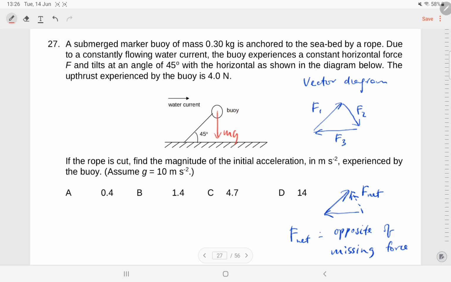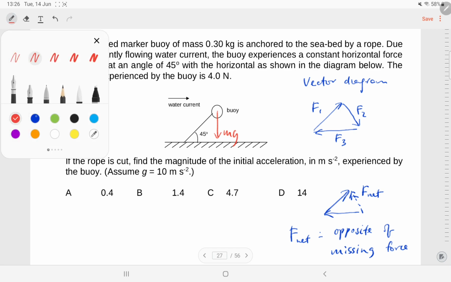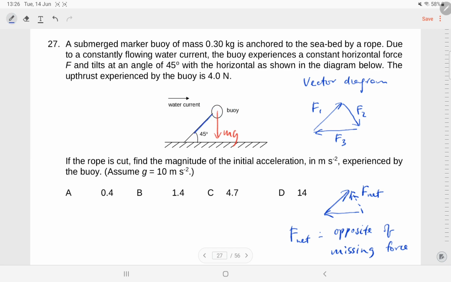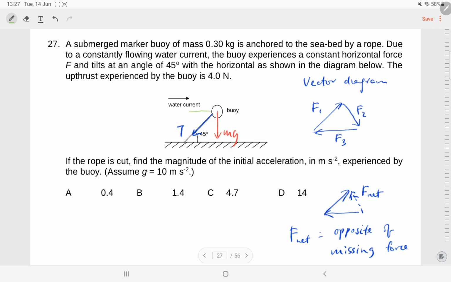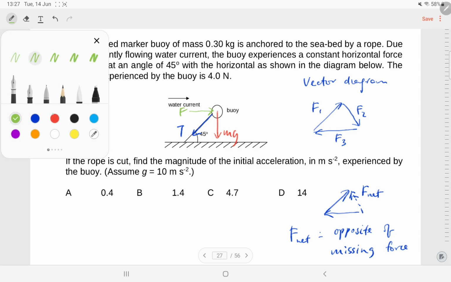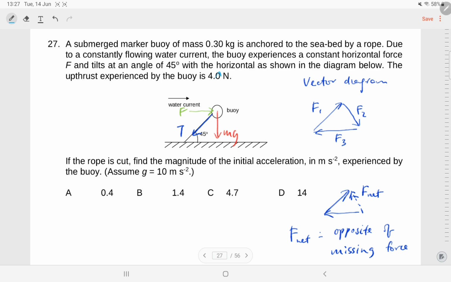Here we have mg. We have tension in the string. This tension is, I think, at 45 degrees. Let's just call it T. We are forced by the water current. No information is given about that. I don't know what to call this, so just call it F. Finally, we also have upthrust, which is U.